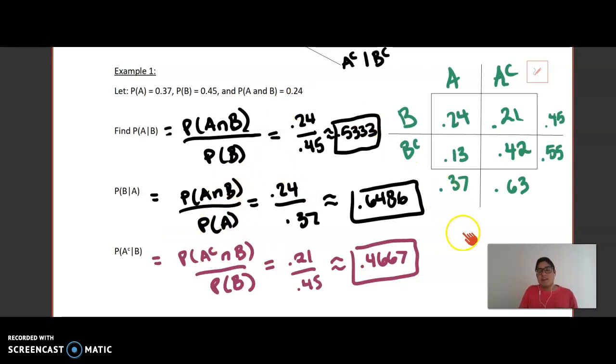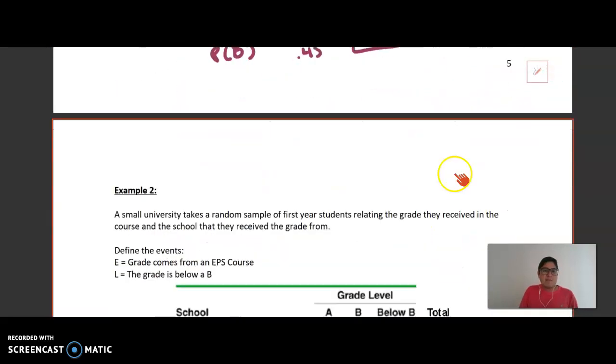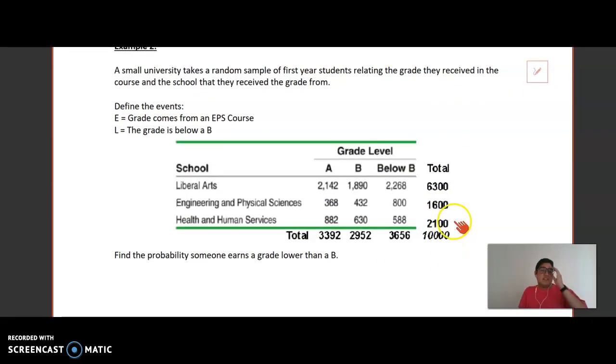So here's our algebraic example. Let's spice this up by adding some context. So, for example, a small university takes a random sample of first-year students relating the grade they received in the course and the school that they received the grade from. So our events are already defined. E is that someone receives a grade from an EPS, an engineering and physical sciences course.